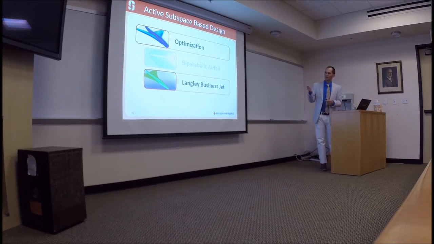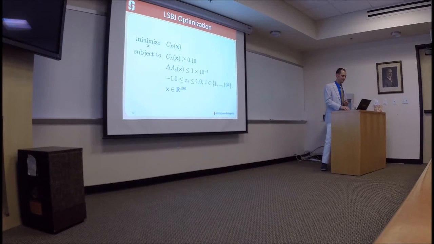In the last part of my talk, in the last example here, I'll show the optimization approach applied to the Langley business jet, a three-dimensional problem. In this optimization problem, I'll minimize drag and constrain lift and equivalent area, this time in a very large dimension, 198. We could not have approached this problem with surrogate-based optimization without active subspaces.